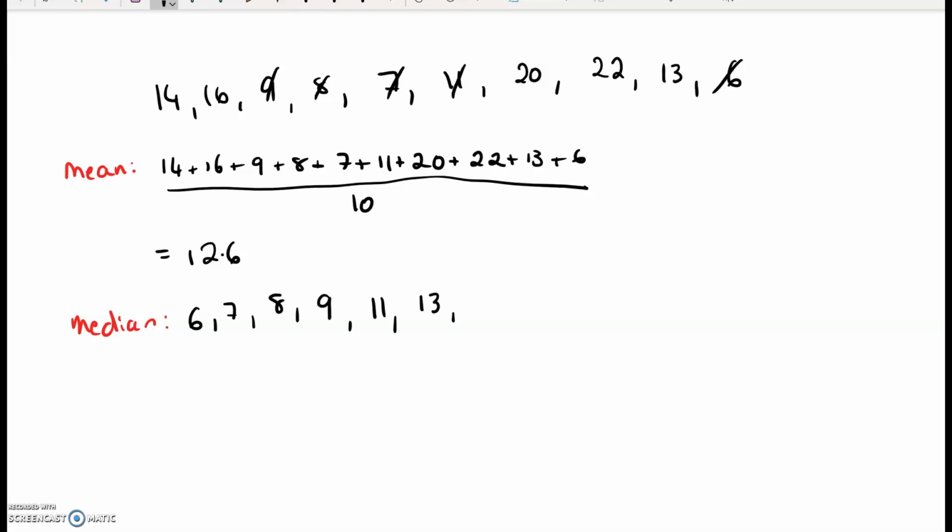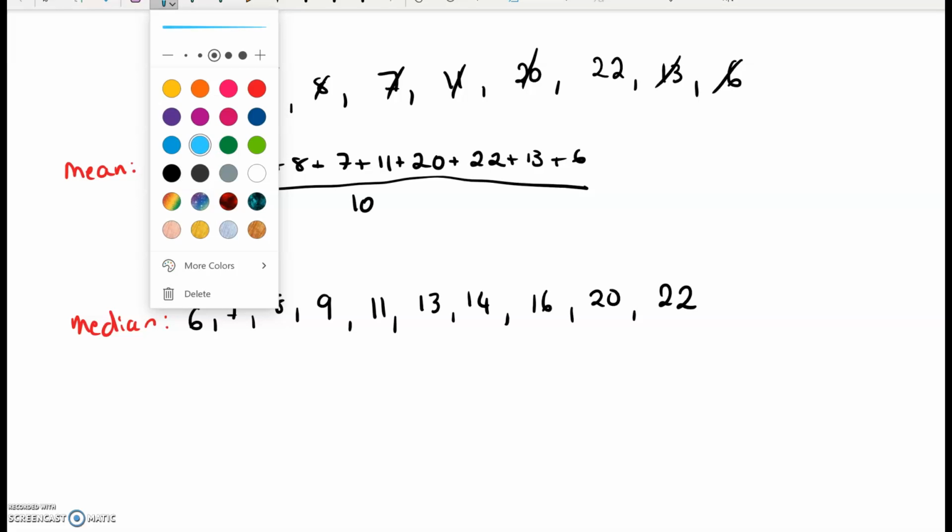13, 14, 16, 20, and 22. And then just double check that you haven't left any out by accident. So here we've got 10 numbers altogether, so here we should have 10 as well. 1, 2, 3, 4, 5, 6, 7, 8, 9, 10. We should be fairly safe there that we haven't left any out.